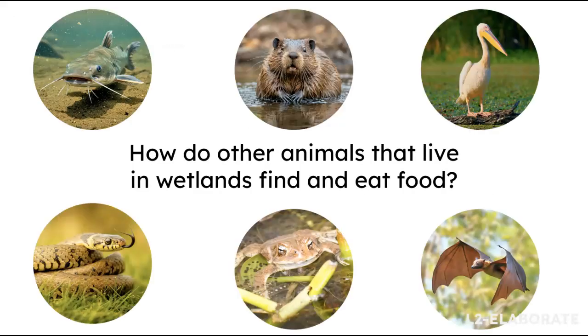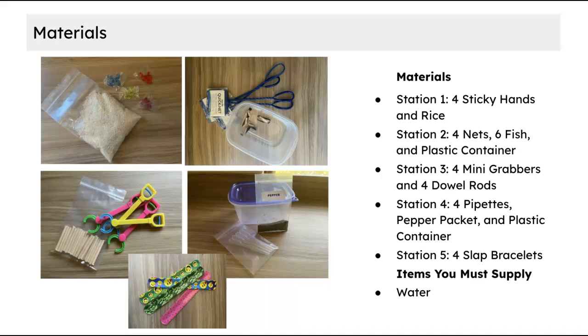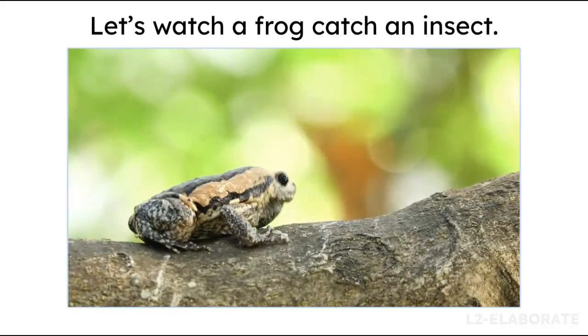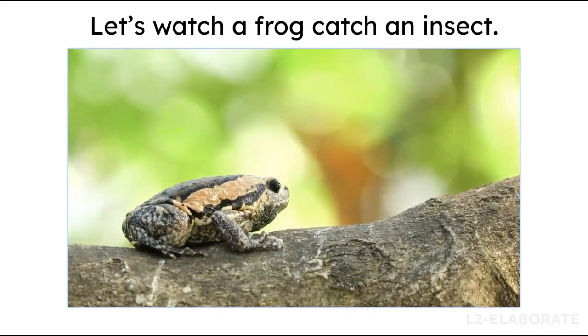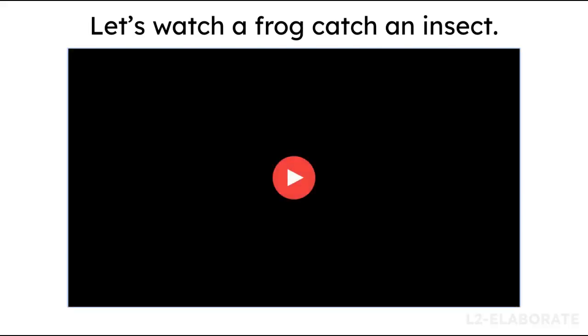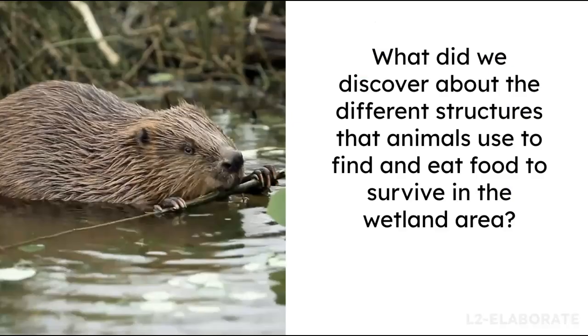You'll begin the Elaborate portion by asking students how other animals that live in wetlands find and eat food. You'll divide the students into 6 groups for the animal adaptation stations. You'll have students use the How Animals Get Food student journal page to complete the activity. After students complete the stations, you'll show some videos of animals eating and discuss them with students. Students will record evidence from each video about how each of these animals is able to use its structures to get the food it needs to survive. You'll then complete the summary chart discussion.